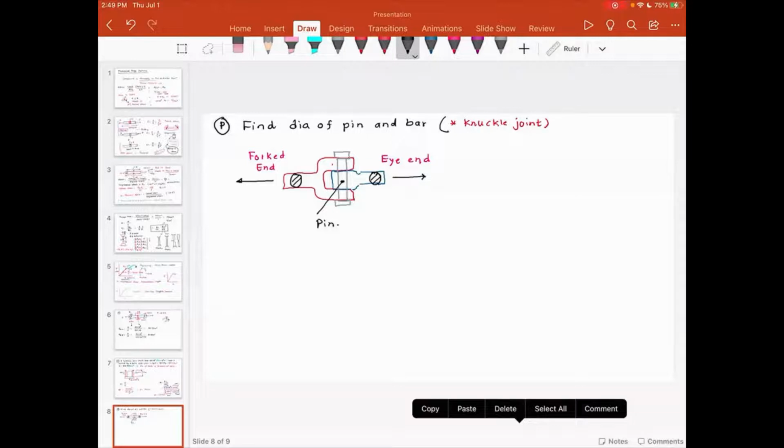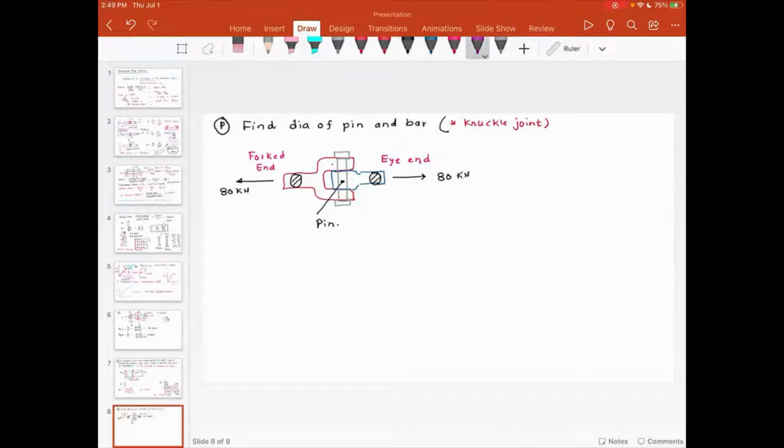there is a load of 80 kilonewton. That 80 kilonewton load is applied, and the permissible tensile stress for the bar, so sigma bar, is 100 Newton per millimeter square, and sigma pin is equal to 80 Newton per millimeter square.